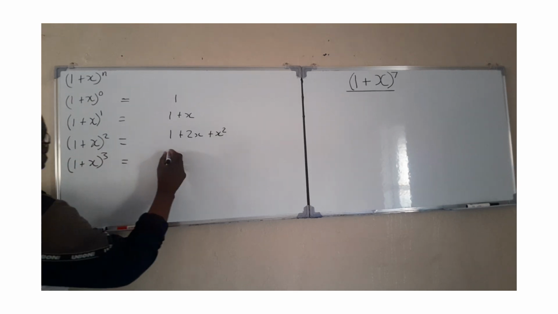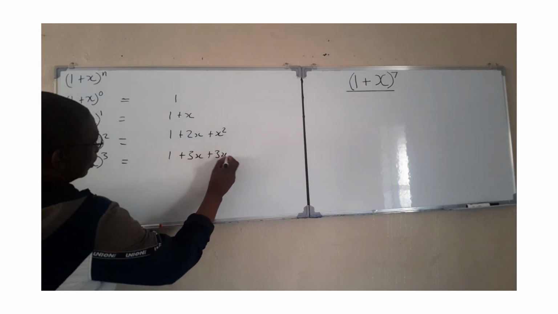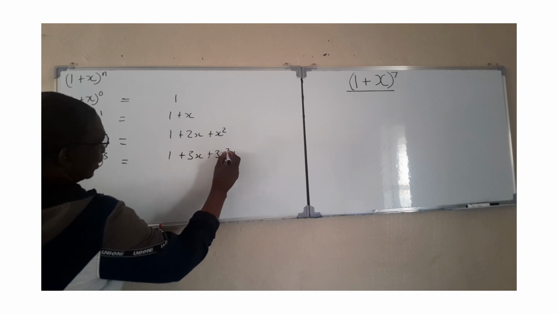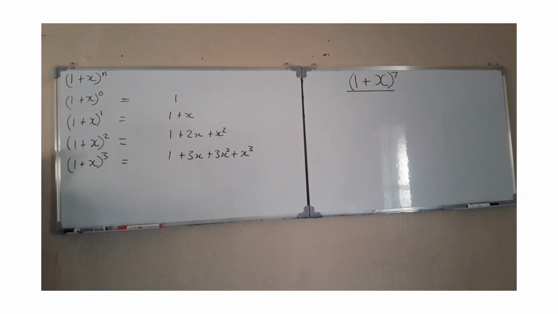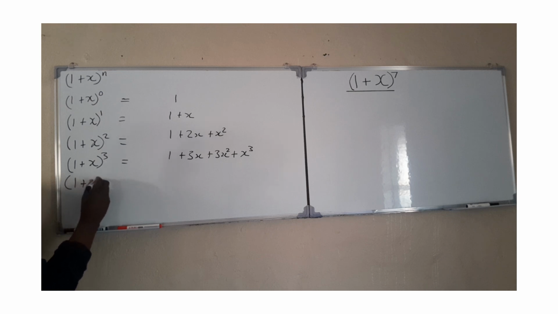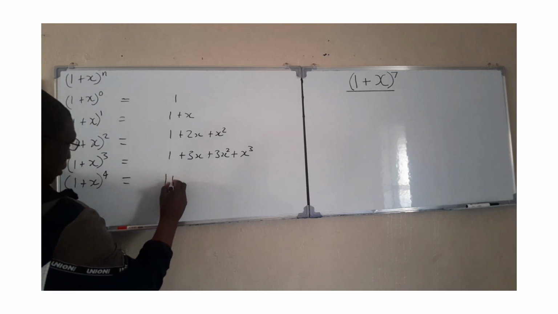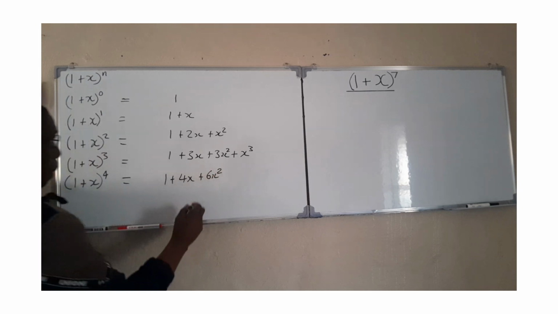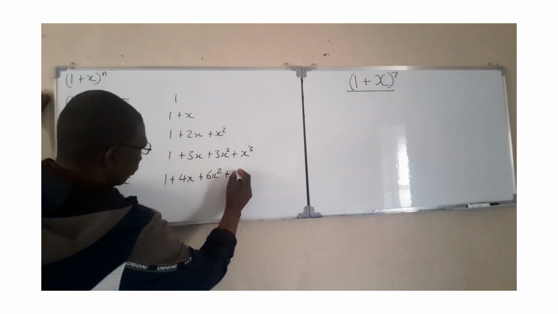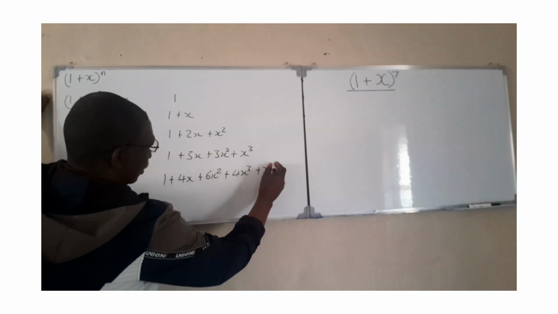All right, n is equal to 3 gives us 1 plus x to the power 3 is equal to 1 plus 3x plus 3x squared here plus x cubed. N is equal to 4 gives us 1 plus x to the power 4 is equal to 1 plus 4x plus 6x squared plus 4x cubed plus x to the power 4.